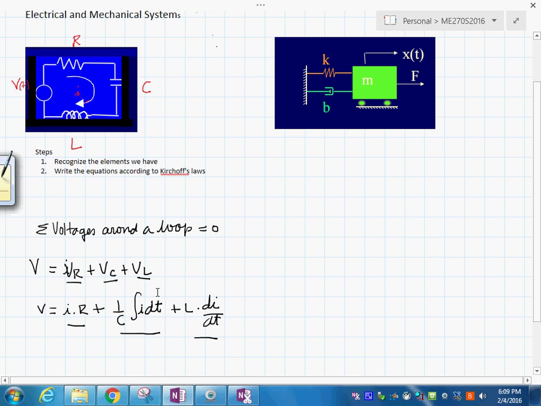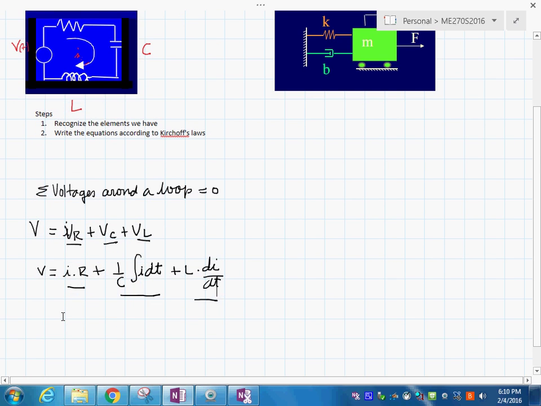So you see, in here we have this differential equation, but it is written in a mixed format because it has integration and it has differentiation. We cannot use it this way. We need to have it all as a differential equation.